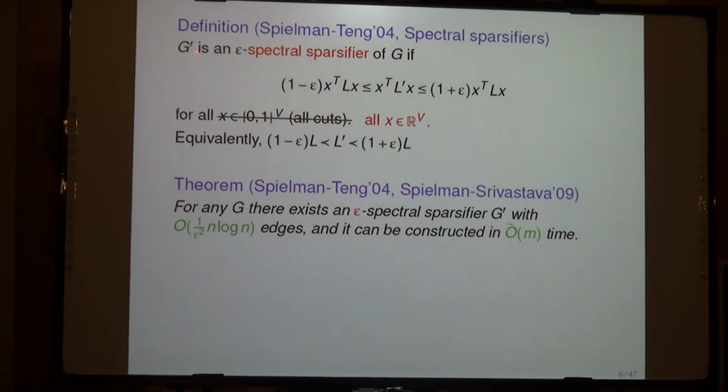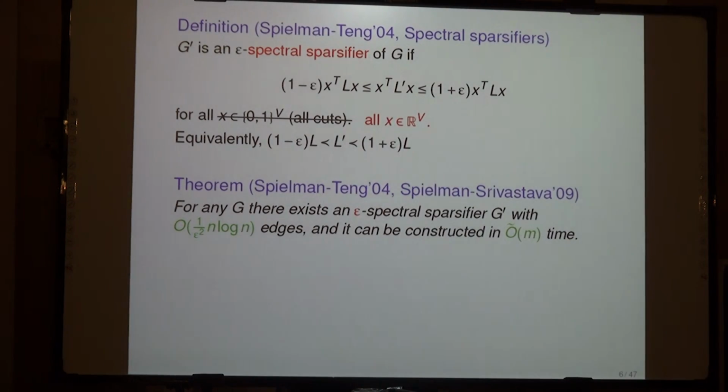We'll say that G prime is an epsilon spectral sparsifier of G if the quadratic form of the Laplacian of G prime is sandwiched between (1 minus epsilon) L and (1 plus epsilon) L in the positive semi-definite sense. This is the same as saying that we'll have this constraint, but not for all x in {0,1}^V, that is all cuts, but for all x in R^V. So think of assigning arbitrary real values to vertices.